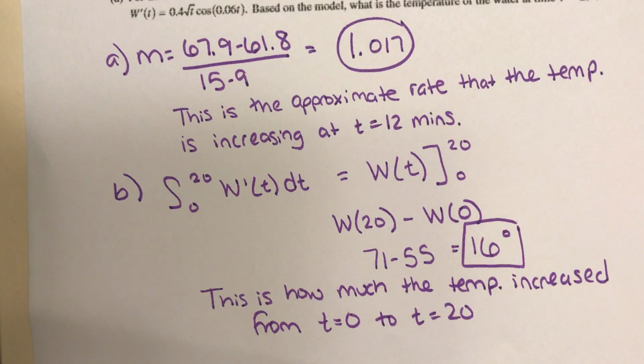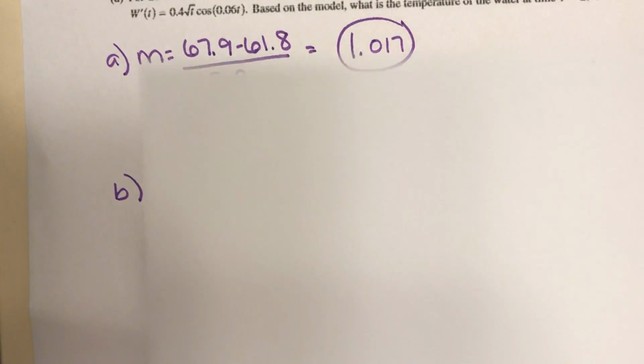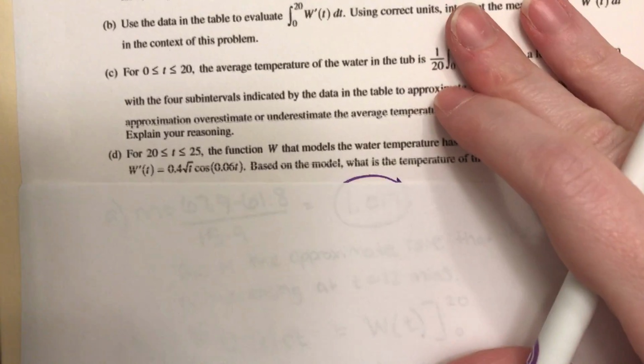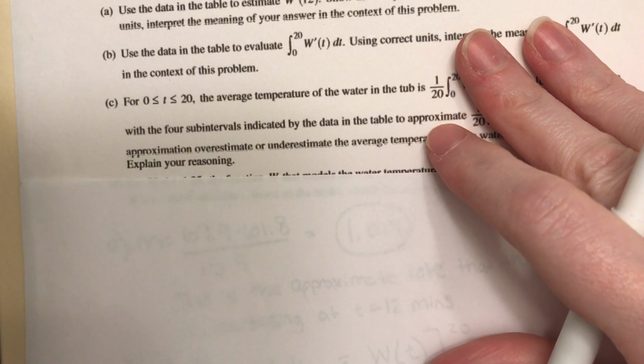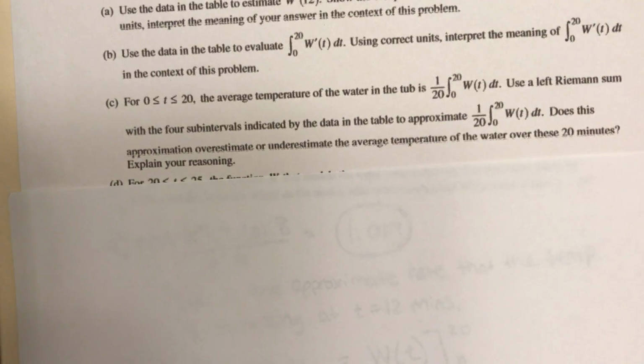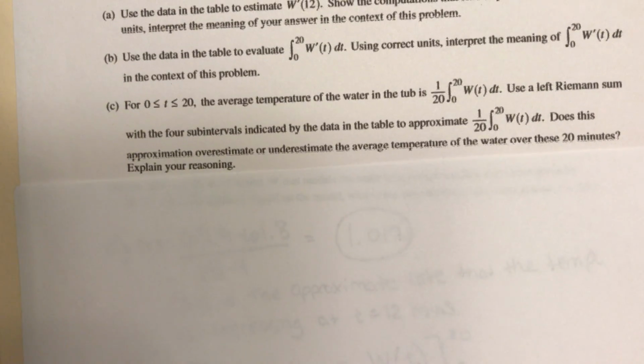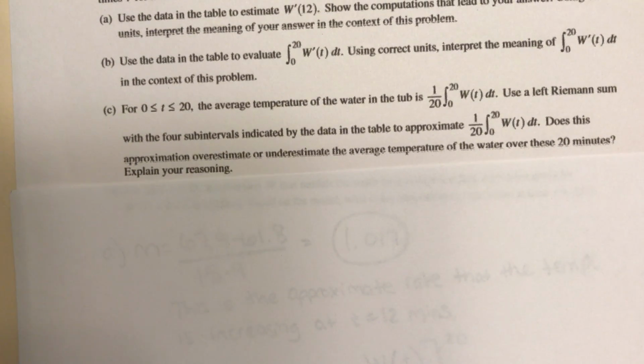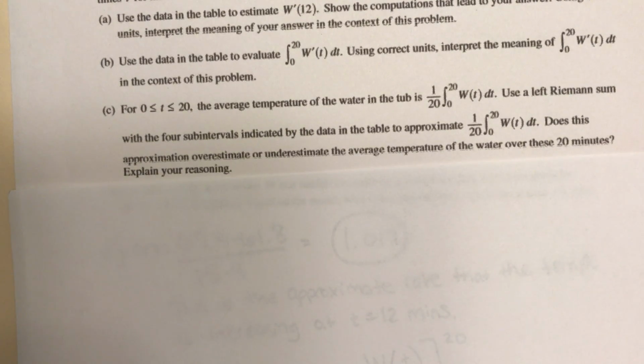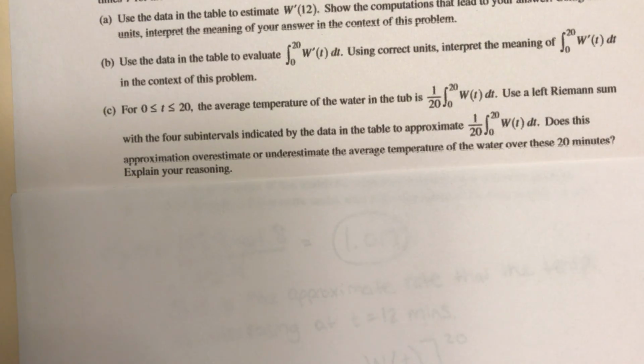Next, we're going to do part C. So part C says, from 0 to 20, the average temperature of the water in the tub is 1 over 20, the integral of 0 to 20 W of t dt. Use your left Riemann sum with 4 subintervals indicated by the data in the table to approximate this value. Does this approximation overestimate or underestimate the average value of the water over these 20 minutes?